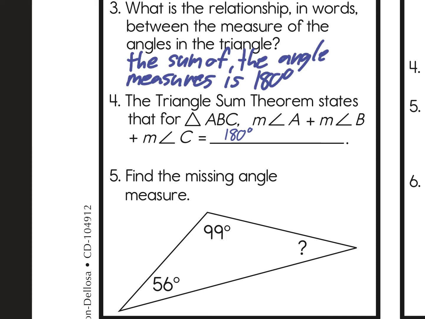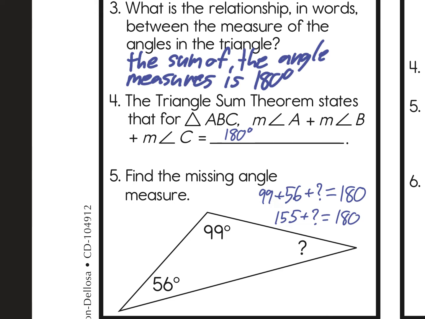Now, let's find the missing angle measure below. We know that we want all 3 angles, so 99 plus 56 plus the mystery angle gives us 180. First, let's combine our like terms on the left side of the equation. We will get 155 plus the mystery angle equals 180.